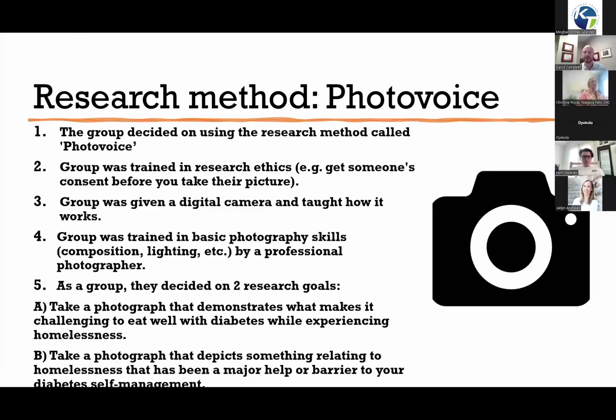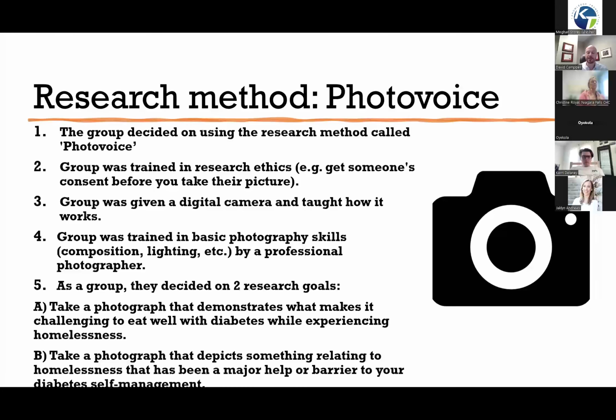As a group, they then decided on specific research goals, or what they were going to take photographs of. They decided they were going to take photographs of two different things. One was one that illustrated what made it challenging to eat well with diabetes while experiencing homelessness. And secondarily, a photograph that depicts something relating to homelessness that has either been a major help or barrier to diabetes self-management. And the group went off and they took photographs and they brought them back.